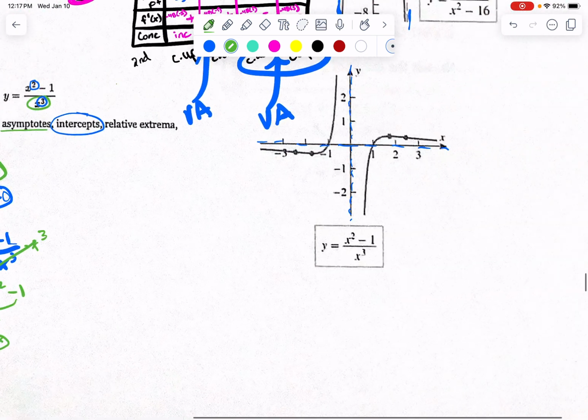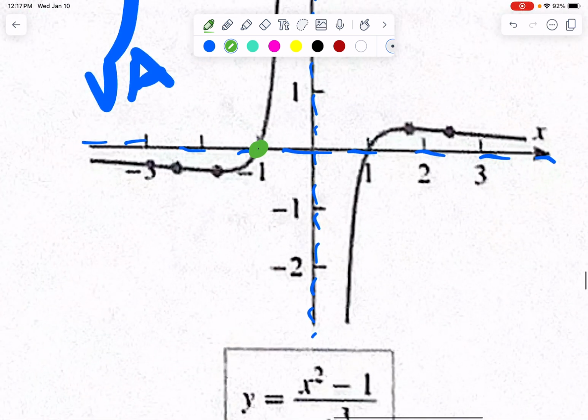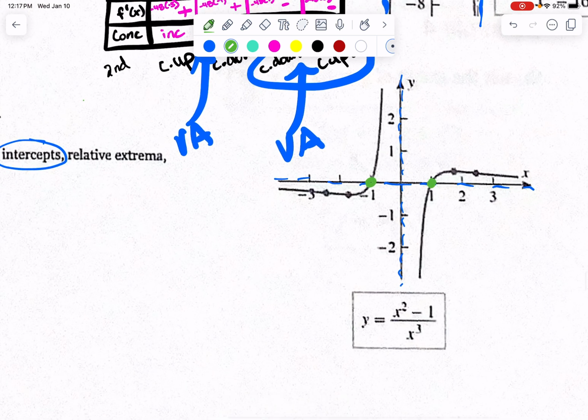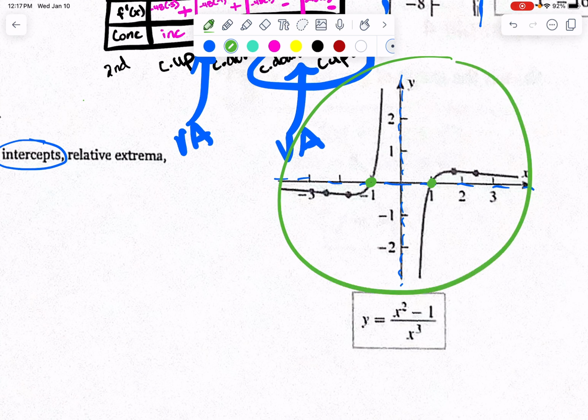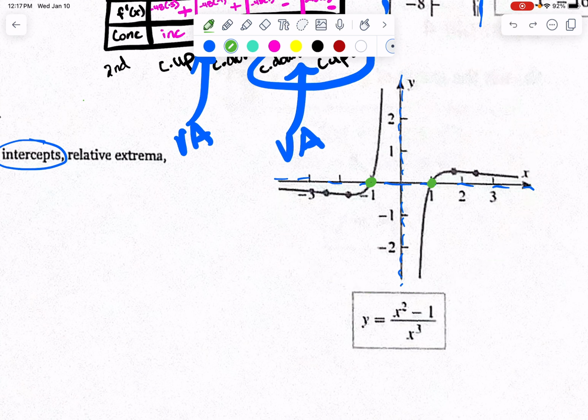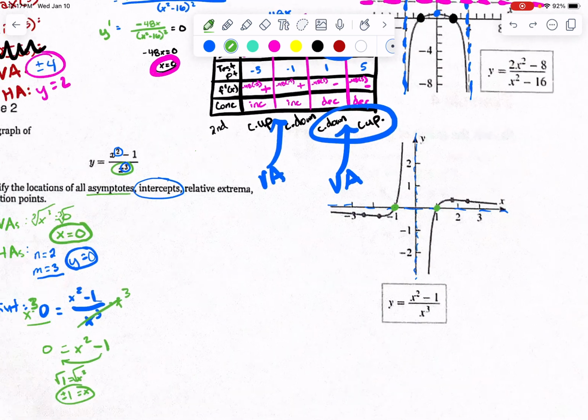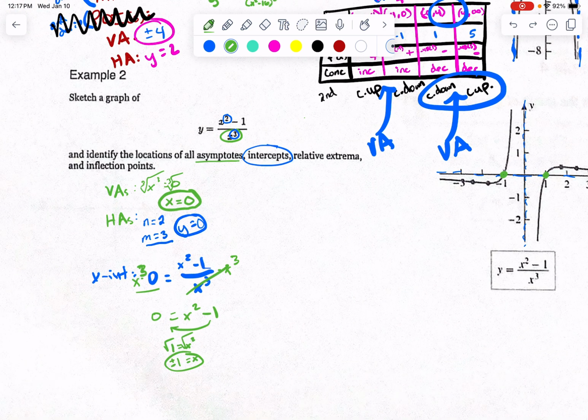Okay, let's see if that is good with the graph. It touches the x-axis at plus minus 1. Great. All right, now, just cheating and looking at the graph here, I can see that there are no y-intercepts because the vertical asymptote is the y-axis. So let's see if that is consistent with what we have going on here.